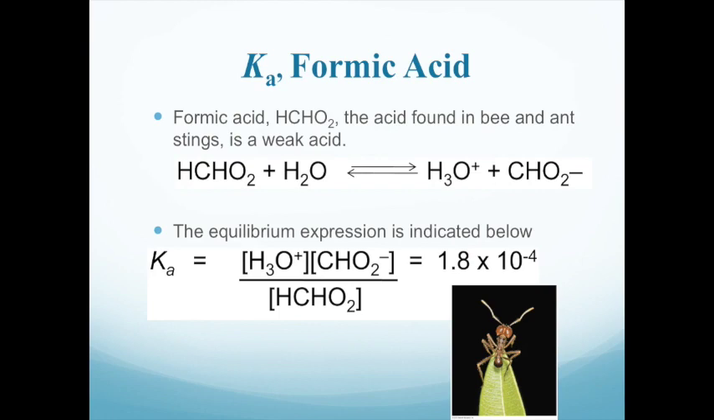Here's an example using formic acid, which is a very simple acid made of the formate ion. It's the acid found in bee and ant stings. It has the formula HCHO2, and when it's mixed with water, it dissociates to form H3O+ and CHO2-. So the equilibrium expression is indicated as [H3O+] times [CHO2-], and these brackets indicate concentration, and then the concentration of formic acid undissociated in the denominator. This constant is equal to 1.8 times 10 to the minus 4.